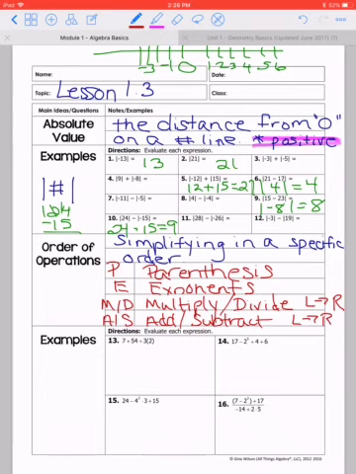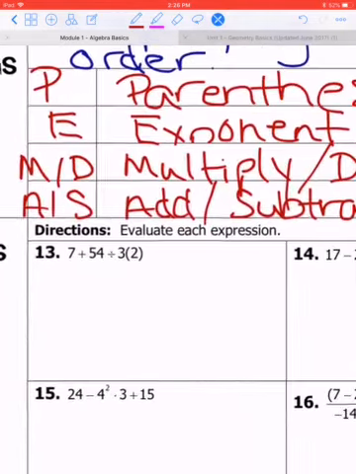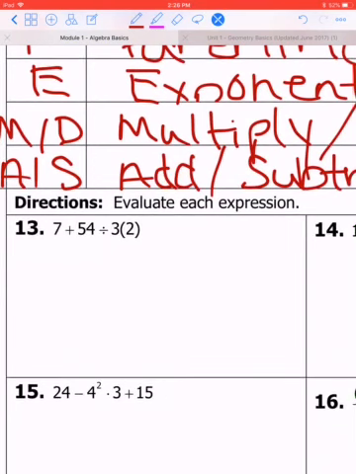All right, so in the first one, 13, you can see it's 7, and actually for a minute here, I'm going to enlarge this for you for when we do the example.